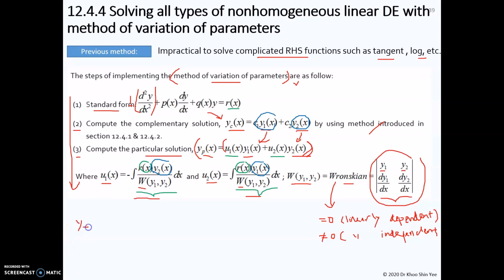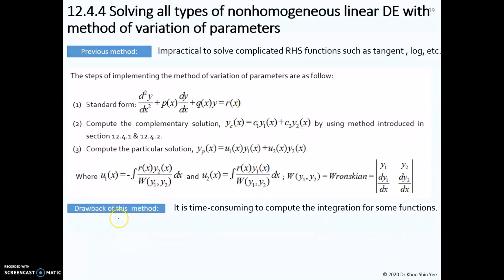So the total solution will be equal to the complementary solution plus the particular solution. This is the final solution to this second order ODE. The drawback of this method is that it is time consuming to compute the integration for some functions. So if the function here is very complicated, in some cases we cannot solve it using the analytical solution, and you might need numerical integration to solve it.